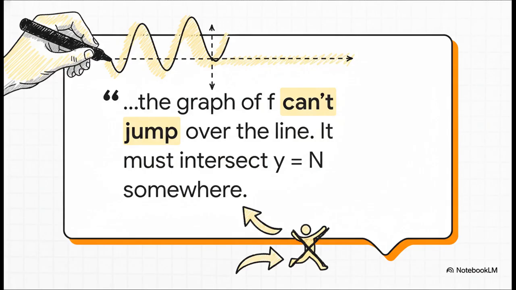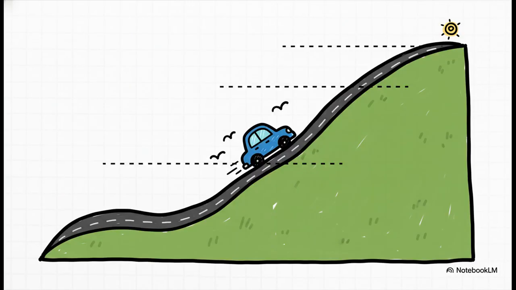Here's a great way to picture it. Imagine drawing a horizontal line anywhere between where the function starts and where it ends. Because the function is continuous, because you can't lift that pen, remember? The graph has no choice but to cross that line. It can't magically teleport over it. And that's really the heart of it.